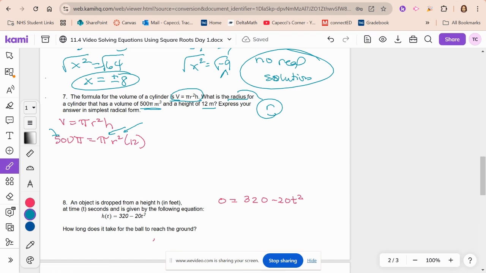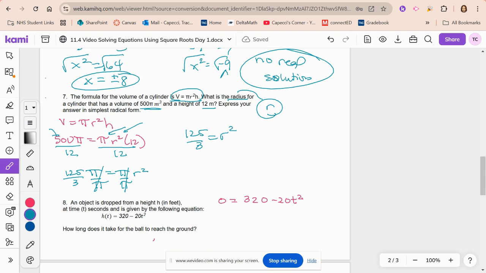So the first thing I'm going to do is divide both sides by 12. And that gives me 125 over 3. And then I still have pi on both sides, R squared. When I have pi on both sides, I can either just cross one off each side, or what I'm technically doing is dividing both sides by pi. So then I'm left with 125 over 3 is equal to R squared.